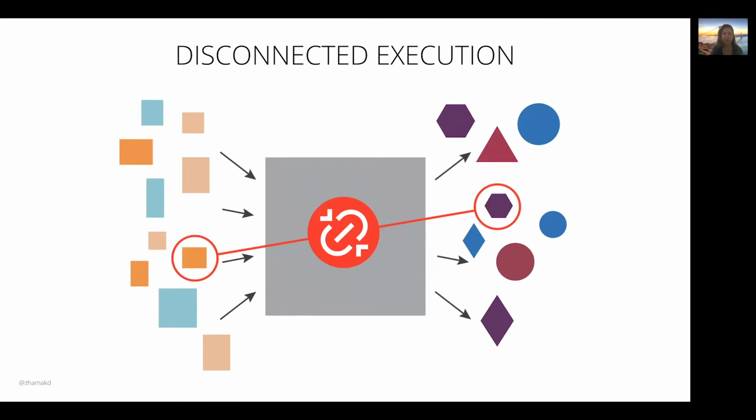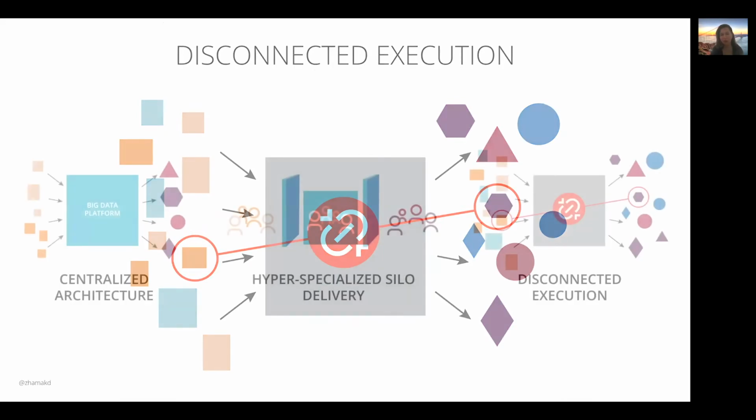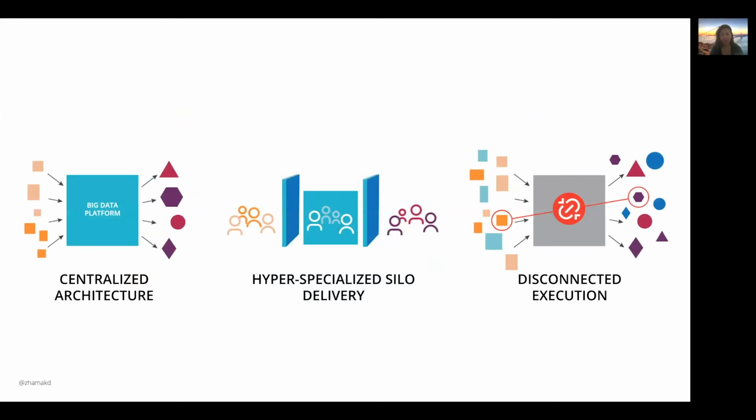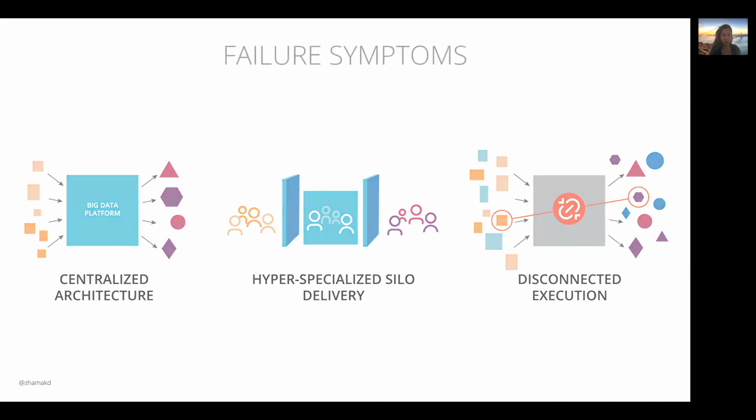It's a very difficult thing to bootstrap, and that's how we've been building for the last 40 years. The Hexagon that I showed at the beginning, which was the analytical data architecture, that's how we build it. Centralized architecture, hyper-specialized silos of people, and disconnected execution.